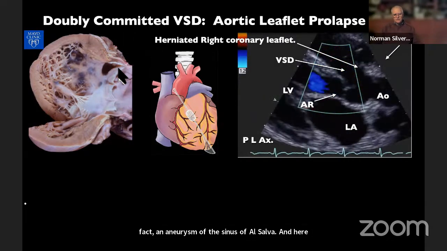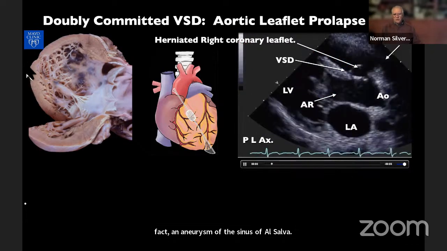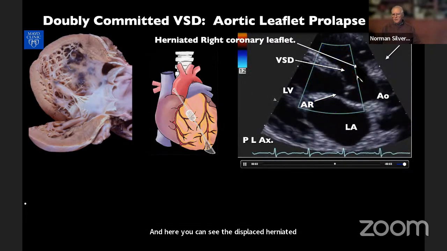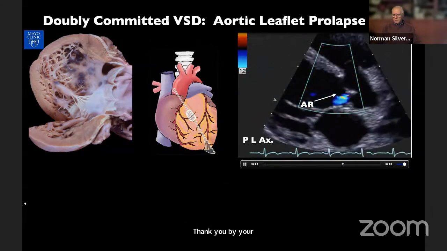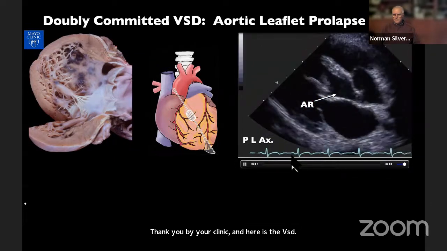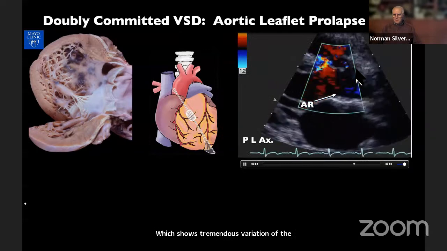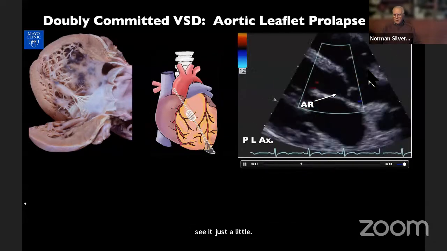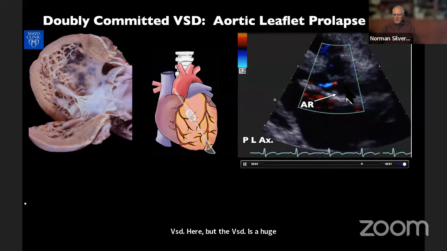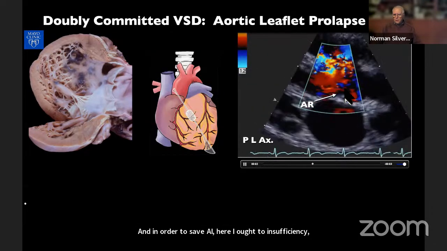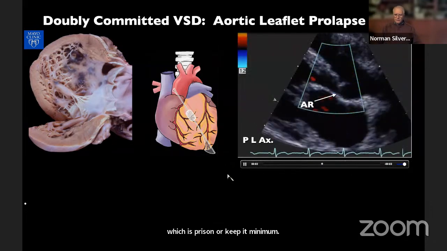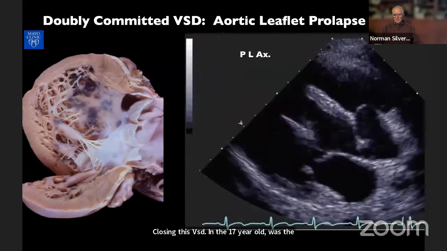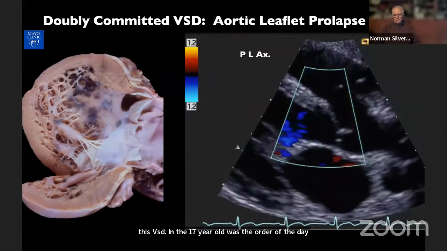And here you can see the displaced herniated leaflet, which I got from the Mayo Clinic. Thank you, Mayo Clinic. And here is the VSD, which shows tremendous herniation of the cusp. And you see it just a little VSD here, but the VSD is a huge VSD. And in order to save AI here, aortic insufficiency, which is present, or keep it minimum, closing this VSD in the 17-year-old was the order of the day. The AI never goes away completely, but I think it prevents the progression.